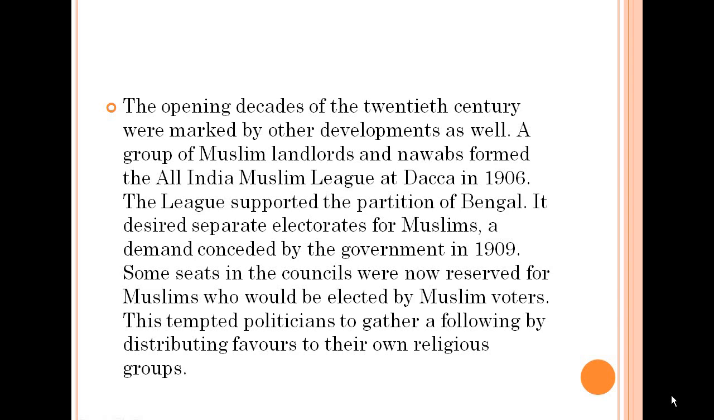Like there was a group of Muslim landlords and Nawabs that formed the All India Muslim League at Dhaka in 1906. So the League was basically supporting the partition of Bengal, and they desired separate electorates for Muslims, and the demand was conceded by the government in 1909. Some seats in the councils were now reserved for Muslims, who could be elected by Muslim voters only, and this tempted politicians to gather a following by distributing favors to their own religious groups.